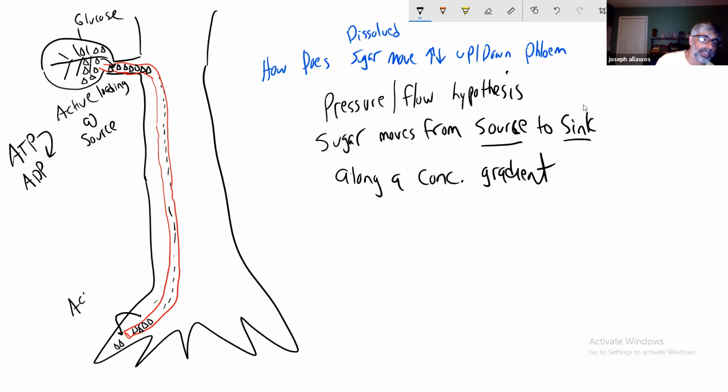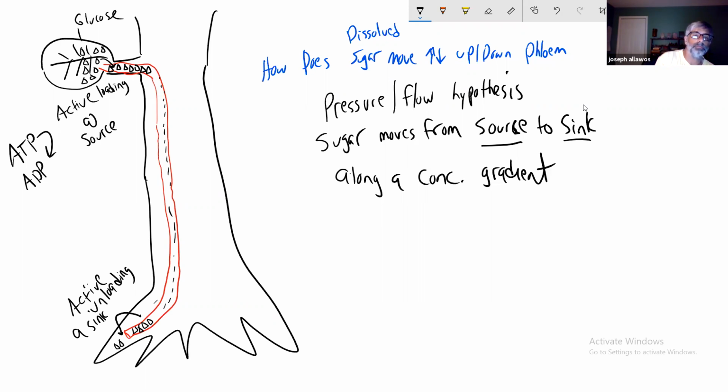So we're going to say active unloading at the sink. Think about what that does. As long as you actively load it at one end and actively unload it at the other, you maintain a concentration gradient, don't you? And as long as you maintain a concentration gradient, most of the work is done for free based upon the law of diffusion.